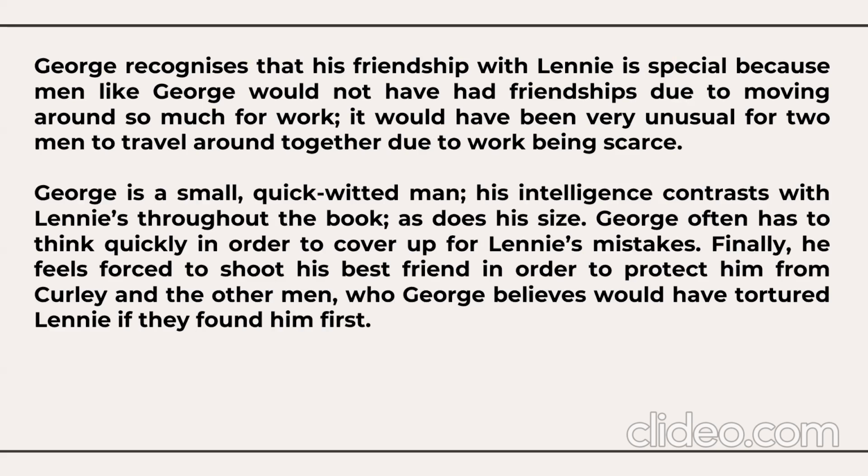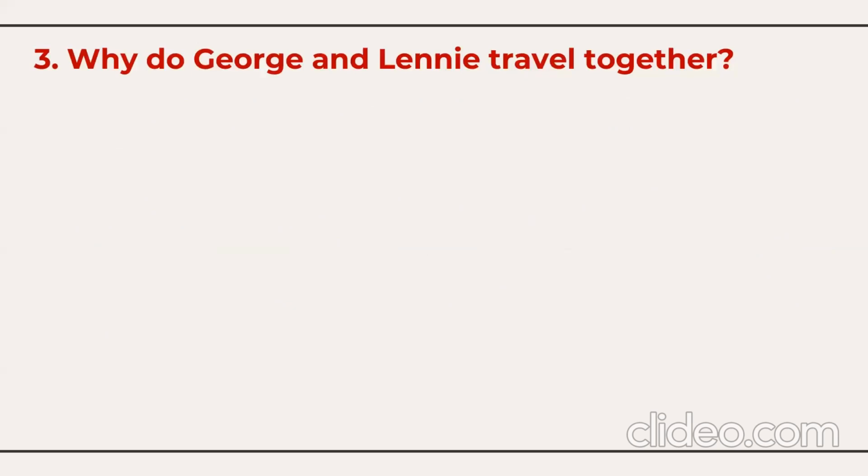George is a very small, quick-witted man. His intelligence contrasts with Lenny's throughout the book, as does his size. Lenny is a very hefty person, and George often has to think quickly in order to cover up for Lenny's mistakes. Finally, he feels forced to shoot his best friend Lenny in order to protect him from Curly and the other men, who George believes would have tortured Lenny if they had found him first.